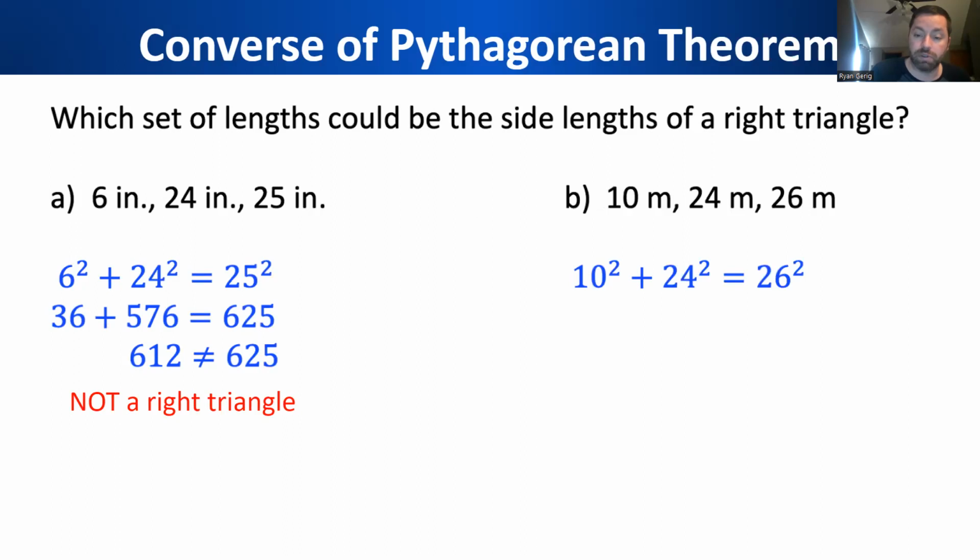Second one, 10 squared plus 24 squared equals 26 squared. That's 100 plus 576. Does that equal 676? It does, which means this is a right triangle.